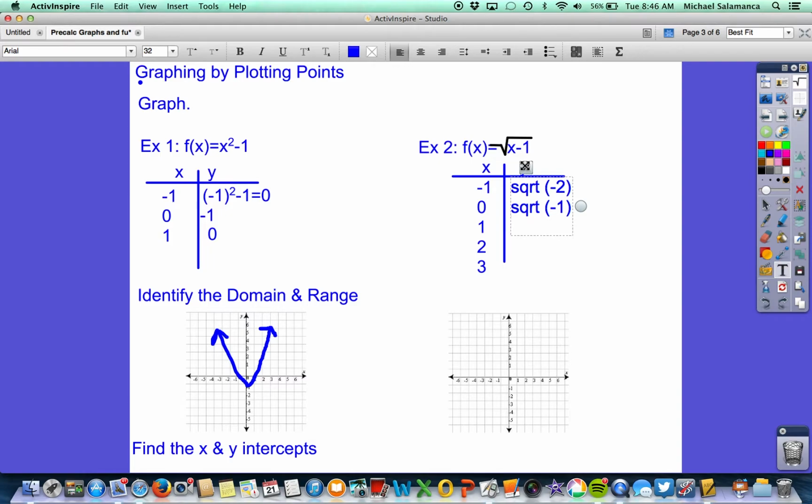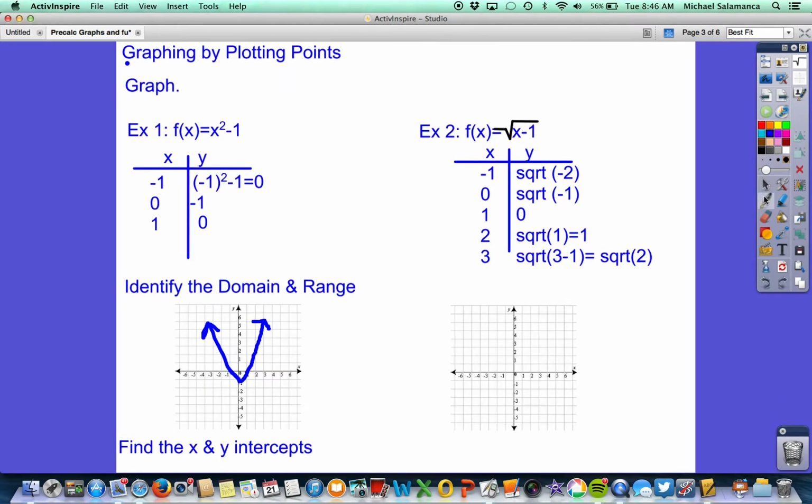Now we have the square root of 1 minus 1, which is 0. Now we actually have things that exist. The square root of 2 minus 1 is the square root of 1, which is just 1. And the last one is the square root of 3 minus 1. That's actually just the square root of 2.